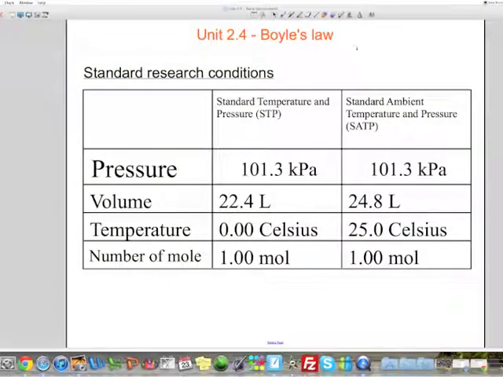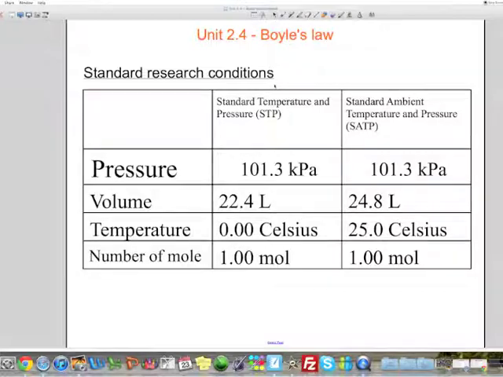Now, Boyle's law is related to pressure, so it's better if we do this one first since we just talked about pressure in the previous lesson. So before we begin talking about Boyle's law, we must talk about standard research conditions. You see, if we want to be able to compare results and draw conclusions, we need to compare apples with apples. So scientists came up with a set of conditions, parameters under which they would compare gases.